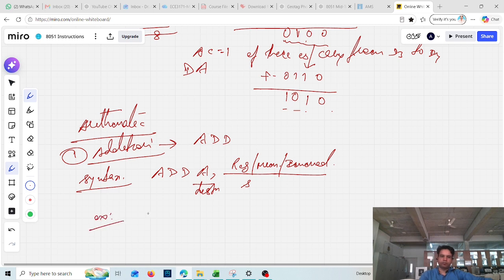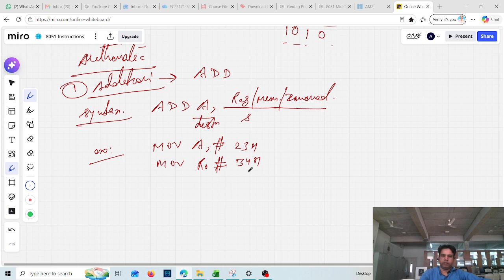For example, suppose that I have written the instruction MOV A comma 23H, and then MOV R0 comma 34H. Let's say I've written another instruction also just for the sake of explanation. Suppose that in address 30H I'm storing, let's say, 44H. Then I can write ADD, because I'm going to add these two values. In the destination always write A. This is the destination, and the source value is R0.